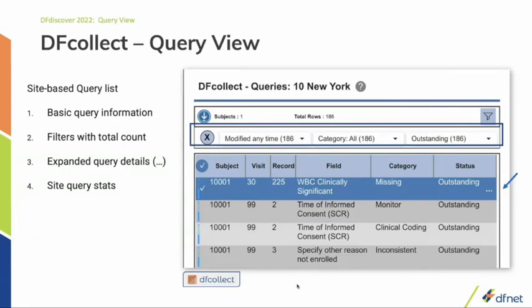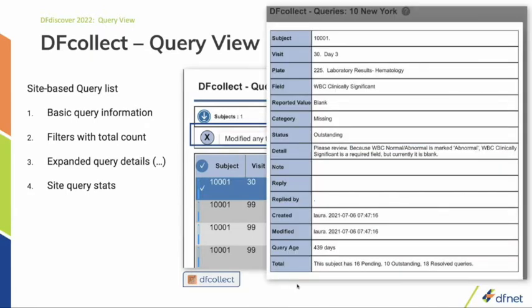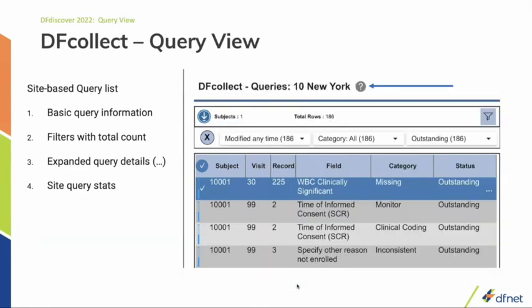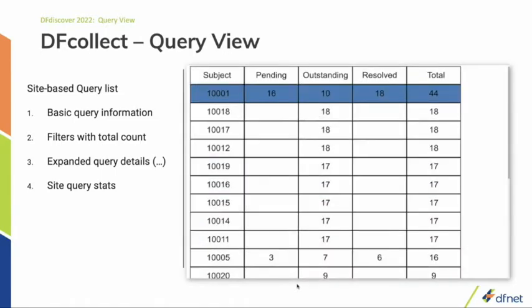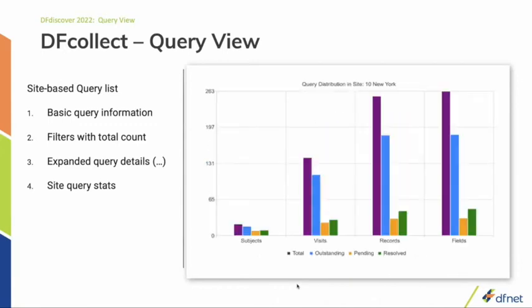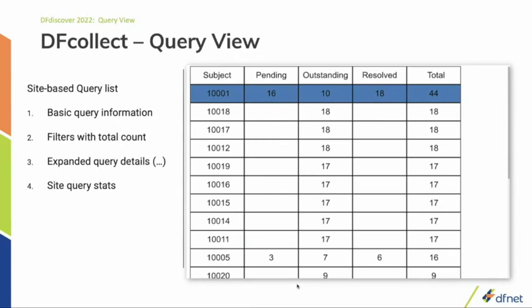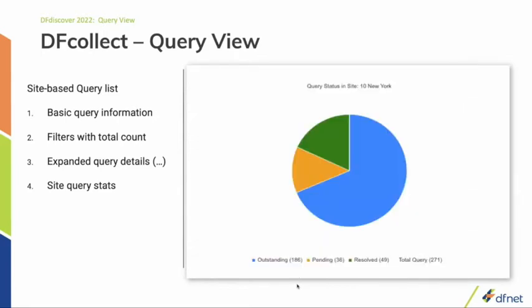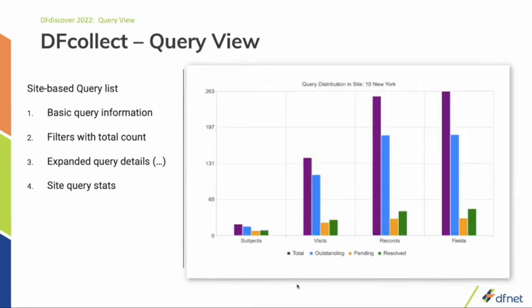To check one query's details, click the 3 dots to display a query detail dialog, listing the query content, query author, query age, and subject query summary. If a user wants to check the site query summary, click the help icon. The query summary visualization pops up as a swipe dialog, so the user can see the basic summary. Also, the user can select one specific subject to work on.